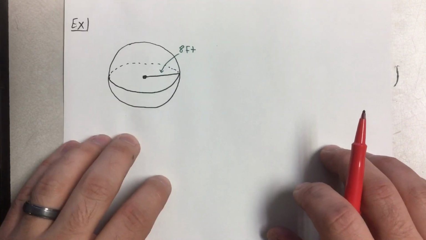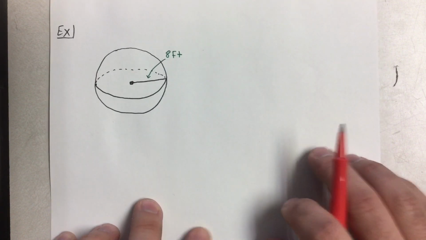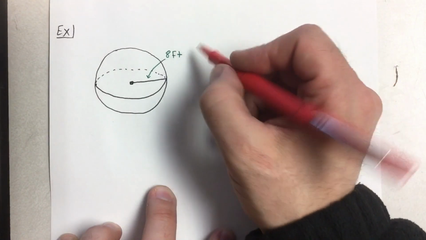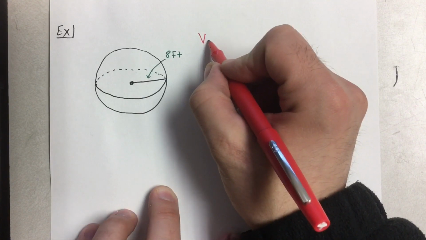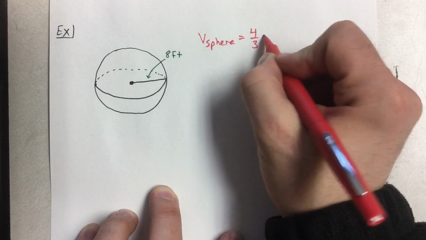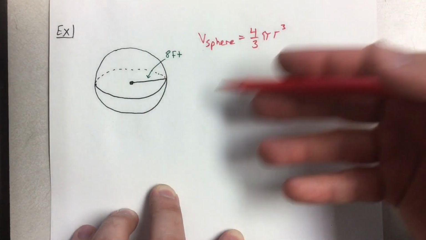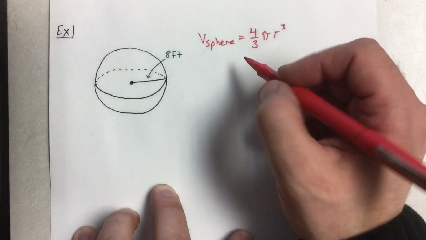So working with another formula, this is probably the one that's most unique because, well, with a sphere, we only have one value to use. So let's say I want to find the volume of this sphere. The volume of a sphere is 4/3 pi r cubed. Well, all I need to know is the radius. So I look at the diagram, see that our radius is 8.